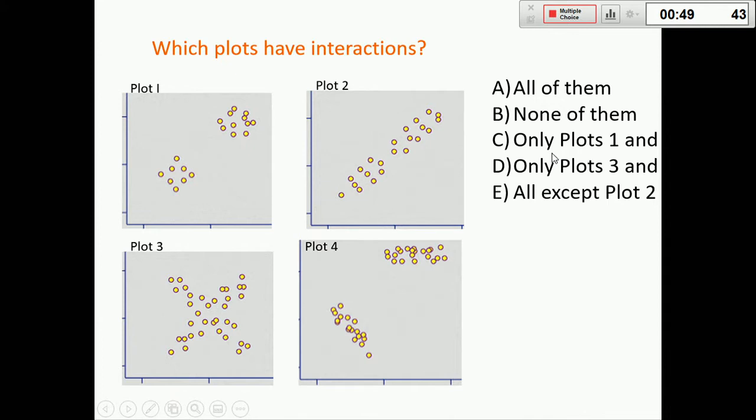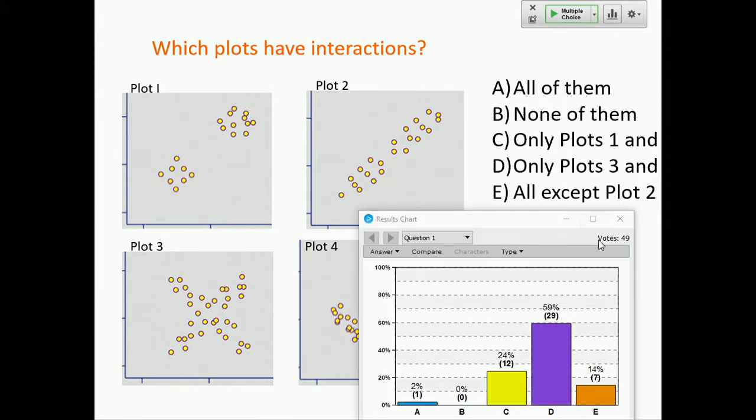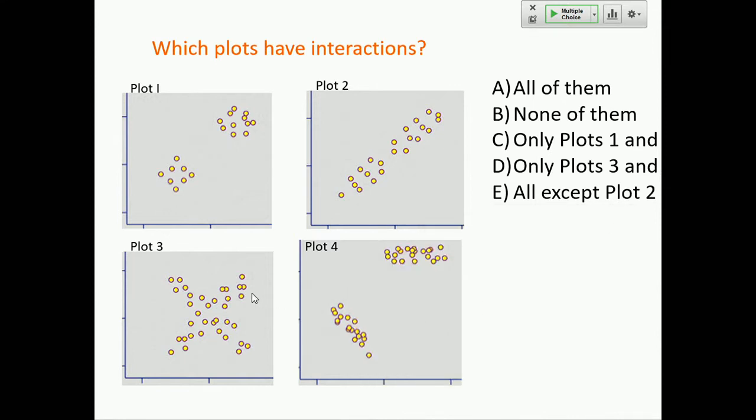So if you just came in, we're asking which plots have interactions. Do you think all of them have interactions? Do you think none of them? Do you think only plots 1 and 2 have interactions, or 3 and 4? Or all except plot 2? Those are your choices, so just pick one if you're just getting here now. Let's stop it and see what you said. Great, it's D, so only plots 3 and 4.